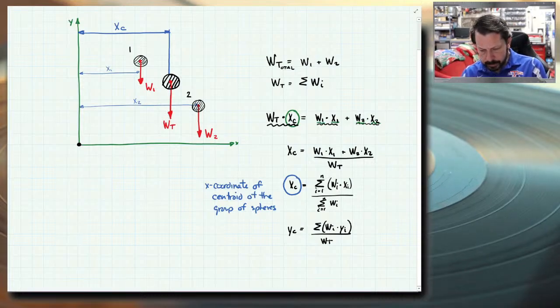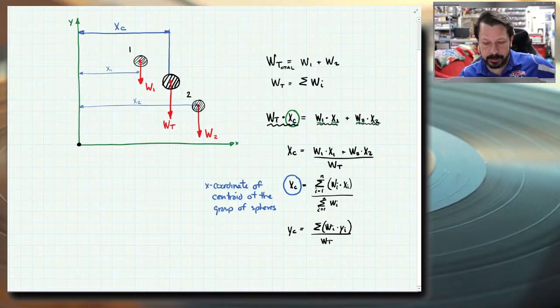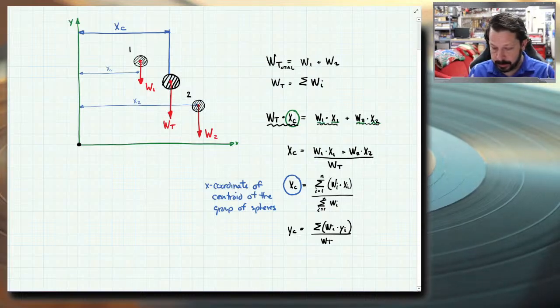So this gives us a general way to think about this centroid. The centroid is not necessarily the center, not necessarily the middle, not necessarily the center of gravity, but it's where you could put an equivalent mass that has the same moment effect about some reference point, the y-axis or the x-axis or whatever it is, as all your individual components that you might be dealing with.